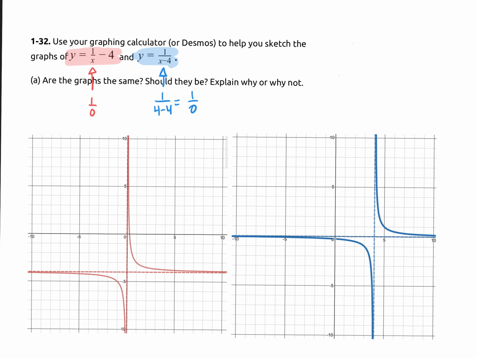As far as the range goes, trying to figure out, why is it that we have an asymptote here at -4, and why do we have an asymptote here at 0? I'm going to just let that one kind of sit in your head for a little bit and see if you can figure out why the range is affected the way it is, and we can talk about that in class.